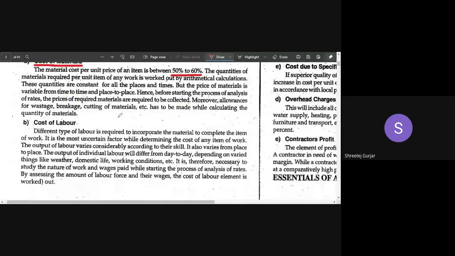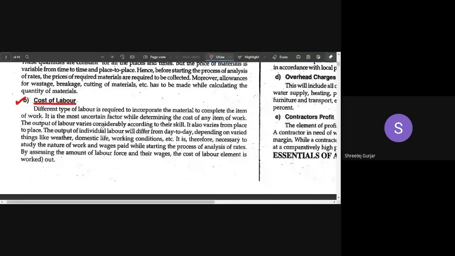Okay. So this is the first very important thing, right? 50 to 60% is constituted by this particular factor, that is cost of material. Coming to the second one, that is cost of labor, right? Very important, cost of labor. So we have different types of labor that are required, right?